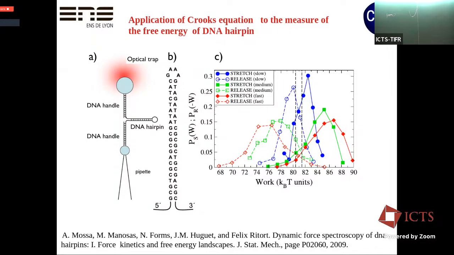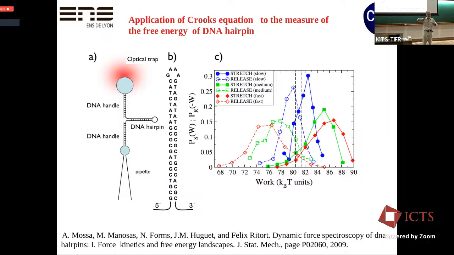Unfortunately, I forgot to put here the time behavior of the system. So what you do now is keep the pipette fixed and begin to move the trap, or vice versa, it doesn't matter. You increase the force and you separate the hairpin, and then you measure the work that is needed in order to separate the two strands. These are different realizations, some very fast, some at medium speed.